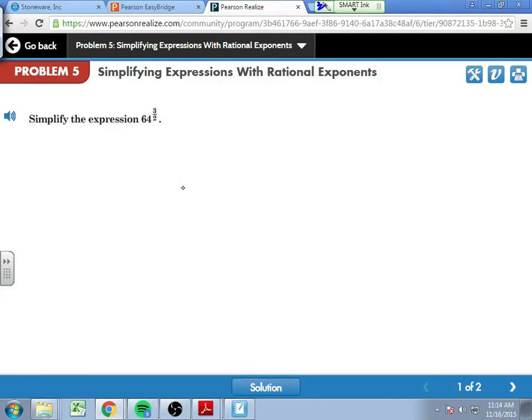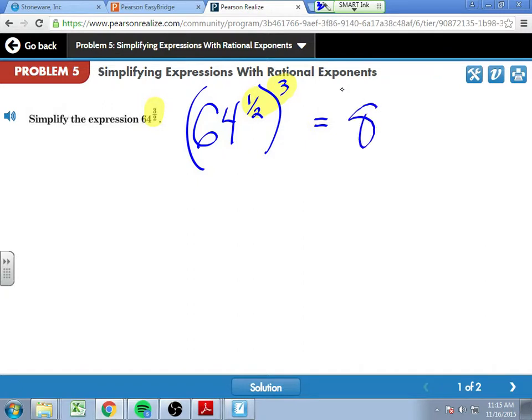So now when we have a rational exponent that has a numerator and a denominator, Jacob? Okay, so the 1/2 part of it means that you square root it first. So this is really 64 to the 1/2 to the 3rd, because these combine to make your 3 halves. So what's the square root of 64? So 8 to the 3rd power, which becomes 512.